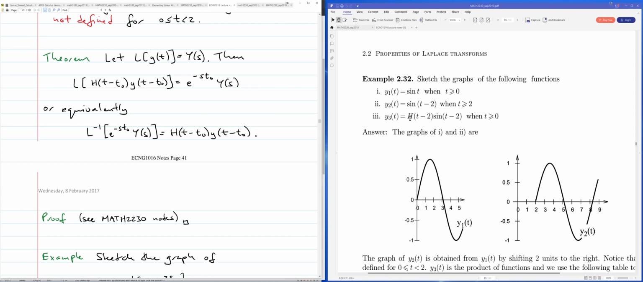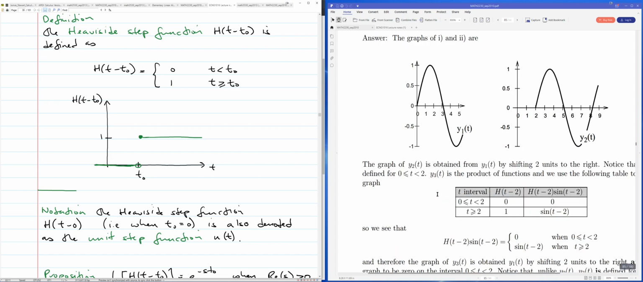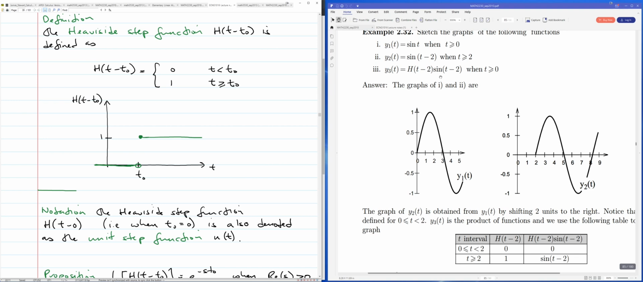Okay, so now what I want to do is get an idea of what this looks like, the sine t minus 2 times the Heaviside. How I'd get an idea for what this is, I'm going to construct a table to give me an idea what the values of this function are going to be. Now this has an h(t minus 2) in it, the Heaviside function over here.